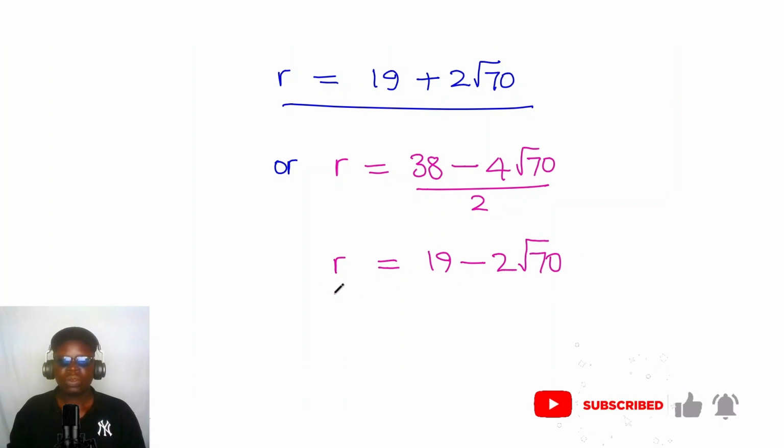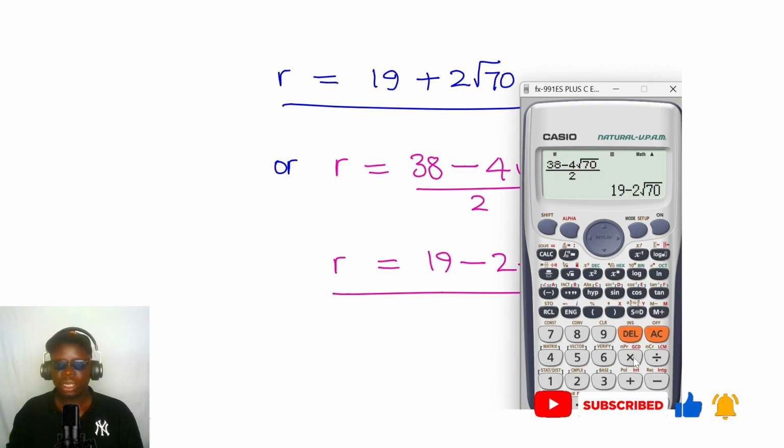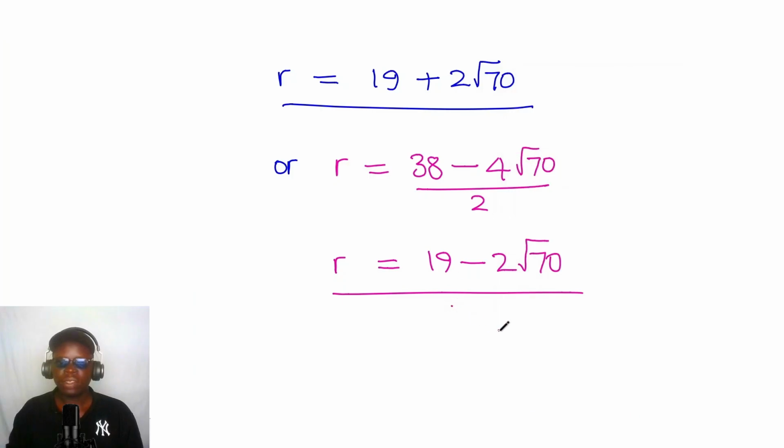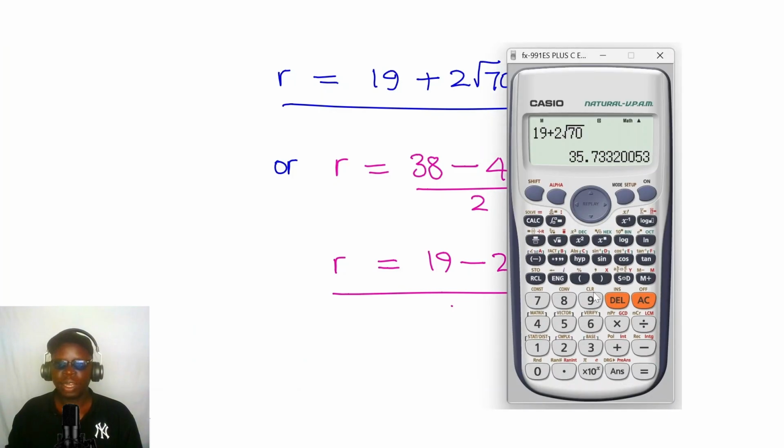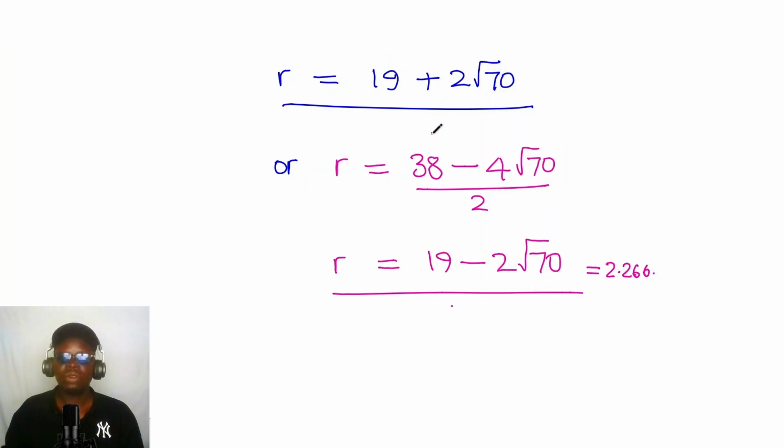These two answers, we don't know which one will be valid. We need to see in decimal form. This one is 2.266. Let's put it down. For this, in a rounded version, is the same as 2.266. How about this? Let's move on and say 19 plus 2 root 70, and we see our answer 35.7. That is way too big.